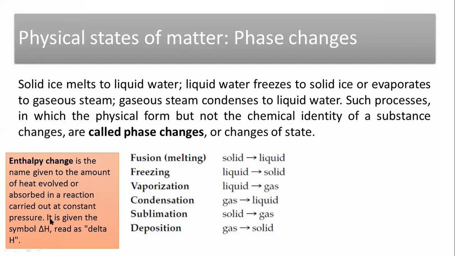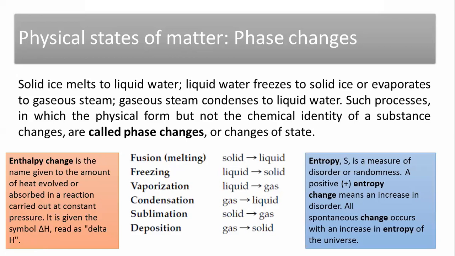So if the value is positive, that means energy is absorbed. And if this value is negative, that means energy is evolved or energy is released. And this is very important to explain this one phenomenon. And the second energy is the entropy.